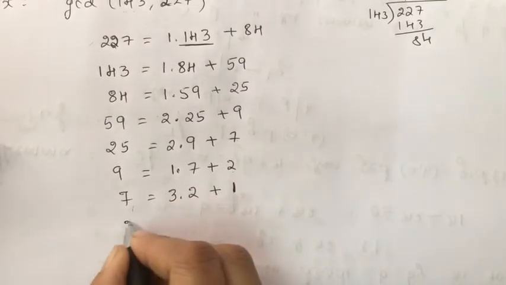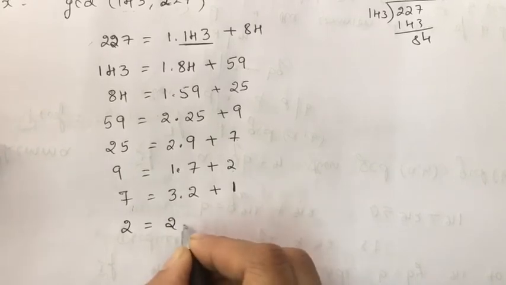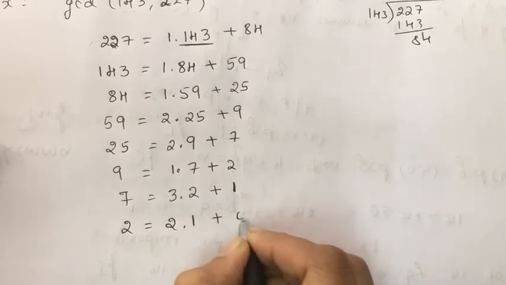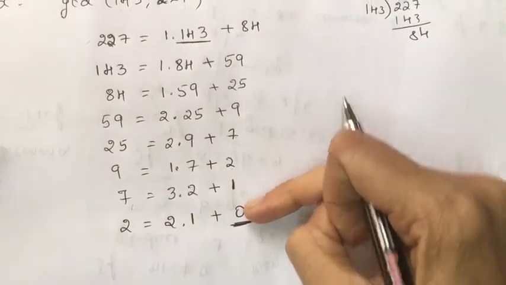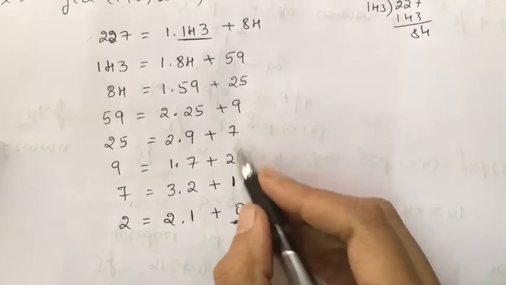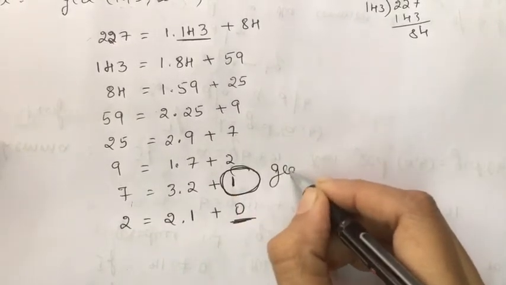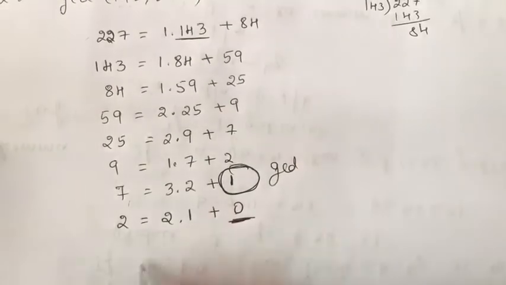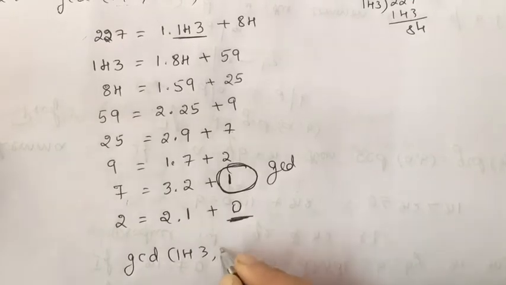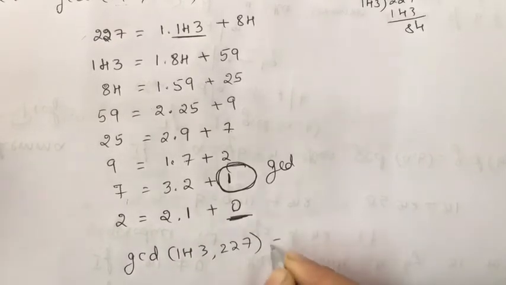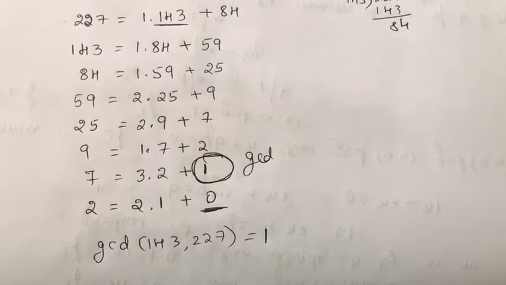And that's 2 now. 2 can be written as 2 into 1 plus 0. So we have to go on dividing until you get the remainder as 0. And the last non-zero remainder will be the GCD. So now you can write GCD of 143 and 227 is 1. See this, you have got the GCD now.